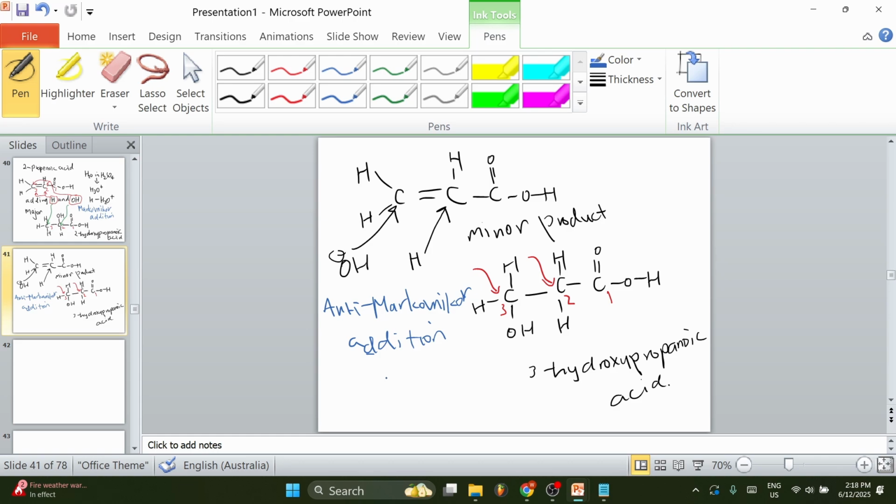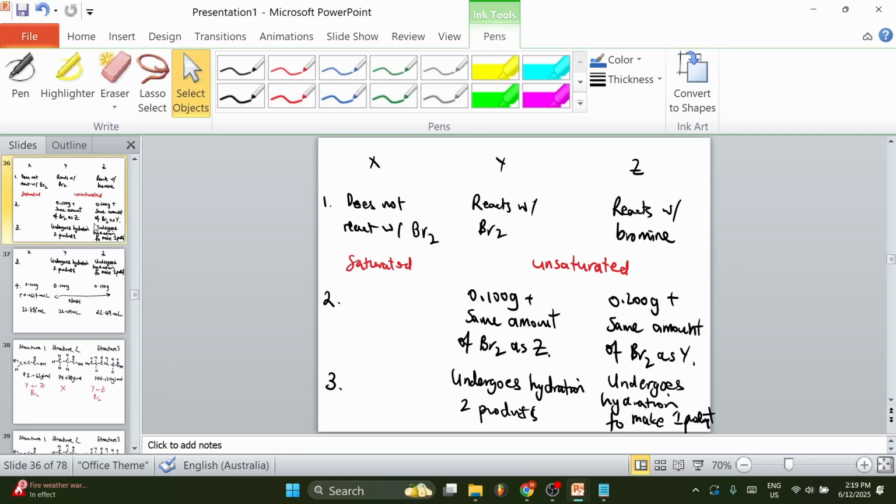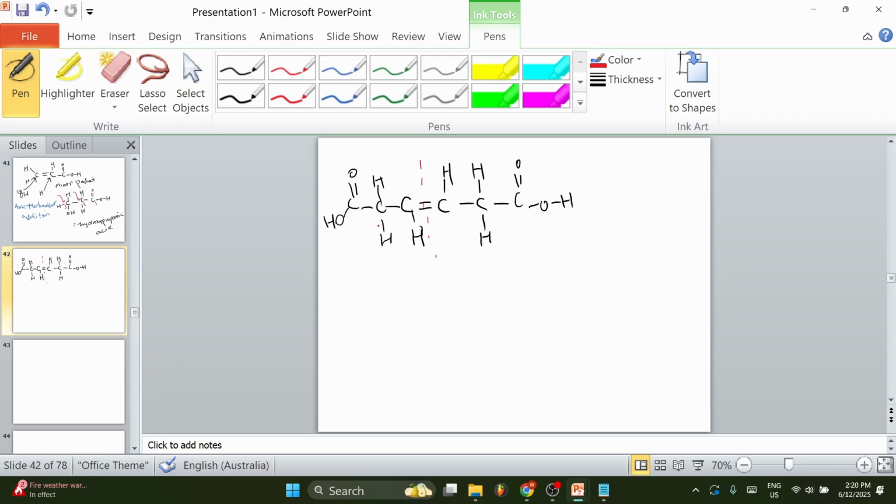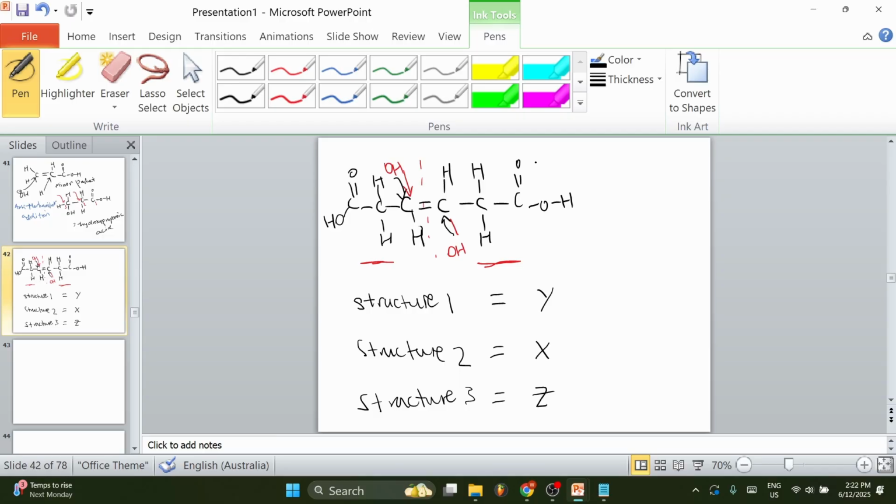Now we know from the information provided in the question that only one of them undergoes hydration with 2 products, and that particular example, structure 1, is Y. So that leaves structure 3 to be Z. Structure Z has a mirror image. We are only going to get 1 product because they are equivalent. We have confirmed the identity of these structures by using the information of bromination and hydration.